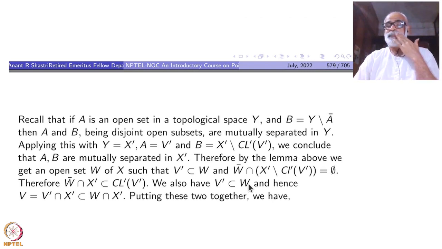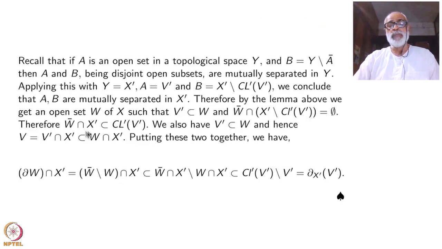We started with V being an open subset of X, with V prime equal to V intersection X prime, and that is contained in W intersection X prime. So putting these two together, the boundary of W intersection X prime will be, by definition, W bar minus W intersection X prime, which is W bar intersection X prime minus W intersection X prime, since points of W have to be thrown away.